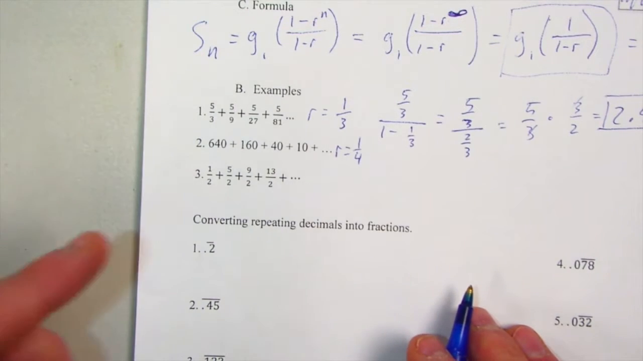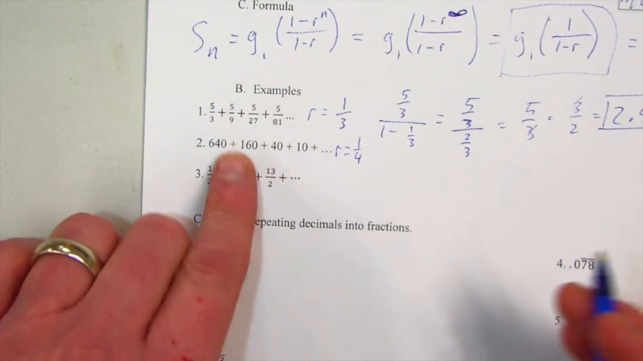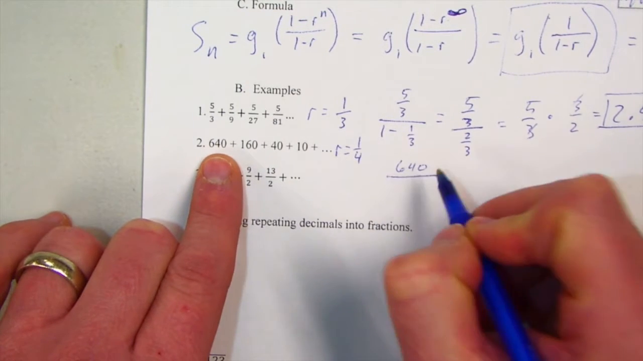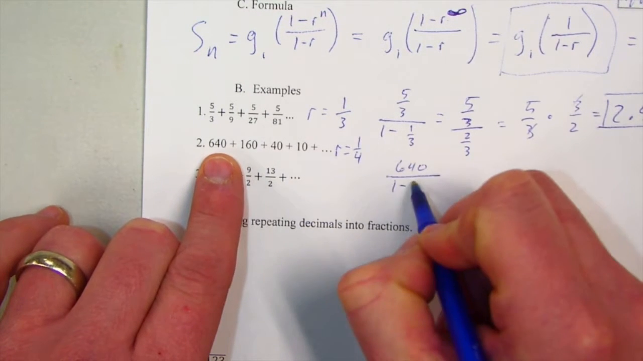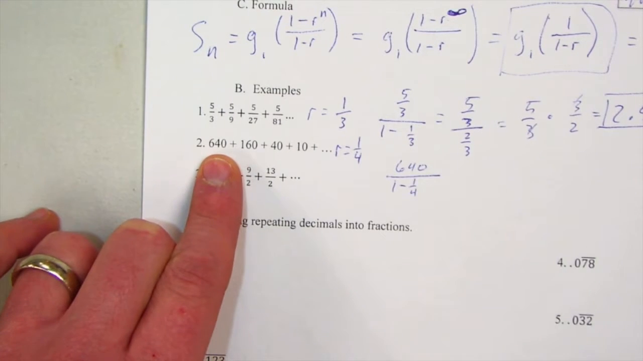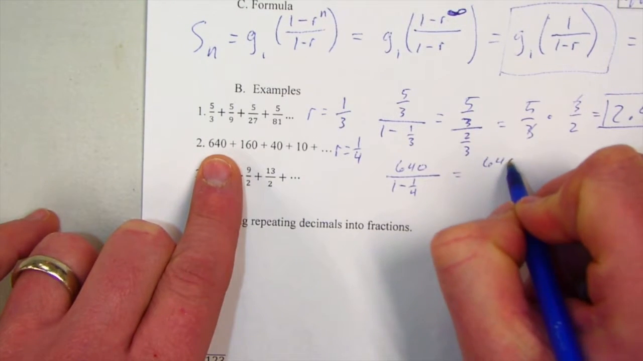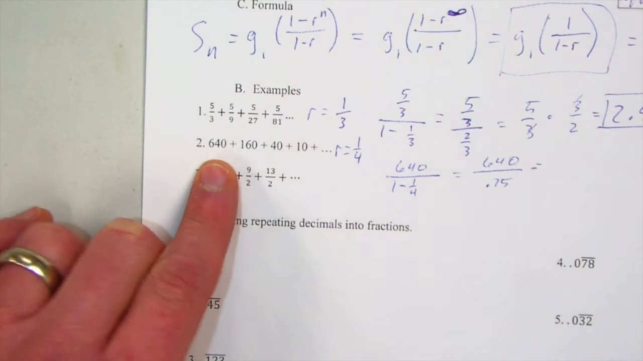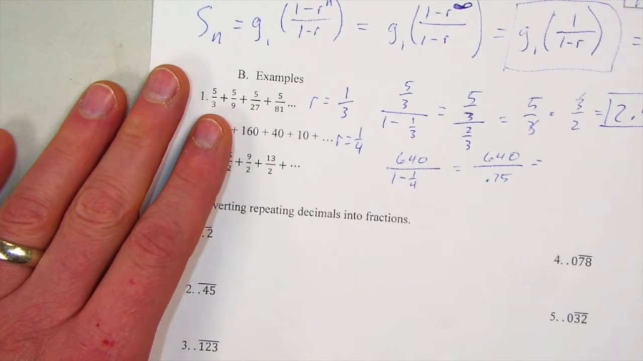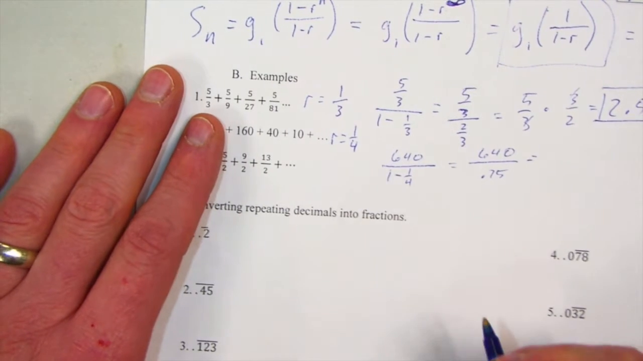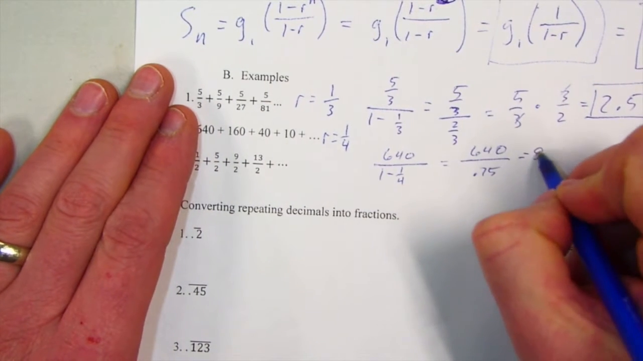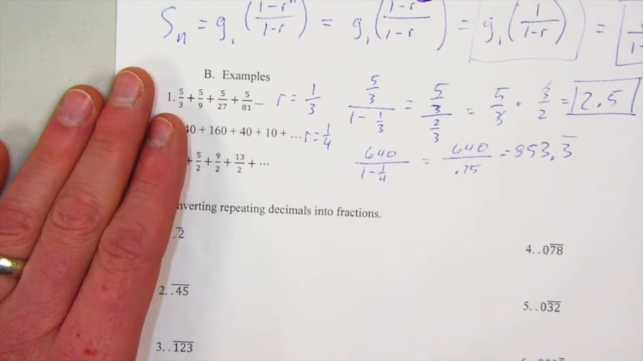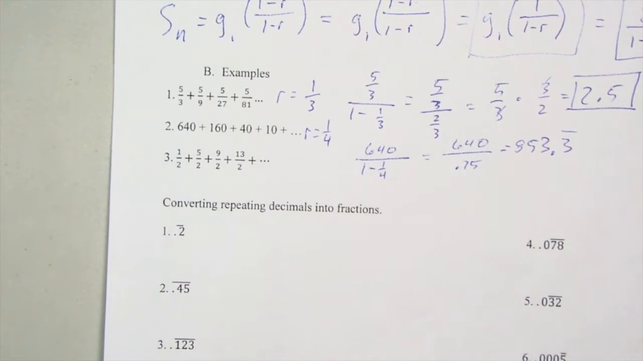If I want to figure out the infinite sum now, the first term goes on top, which is 640. On bottom is going to be 1 minus 1/4, like that. So this is going to be 640 divided by, if I subtract those, 0.75. I think my calculator can handle this just fine. 640 divided by 0.75, and I should get 853.3 repeating. So the infinite sum would be getting closer and closer and closer to this number right here.